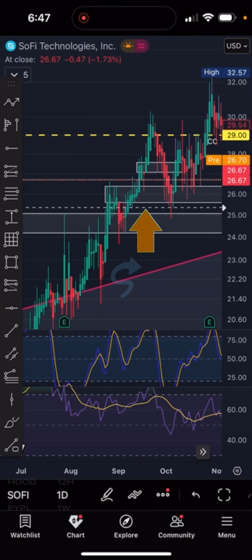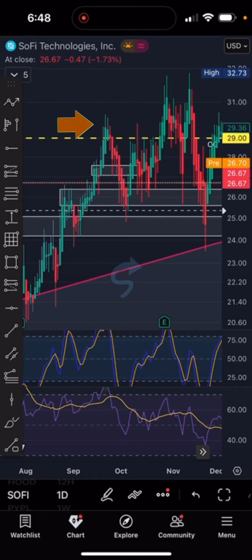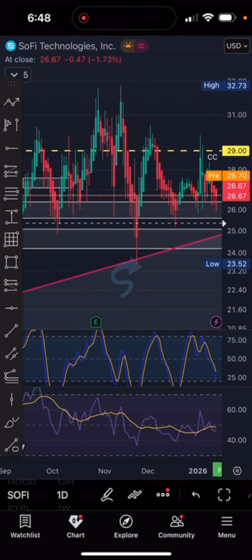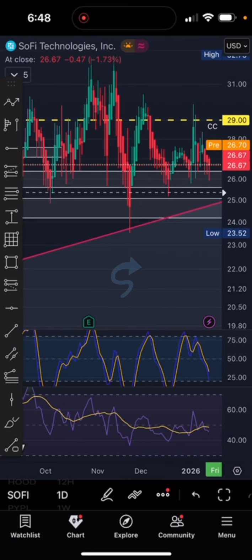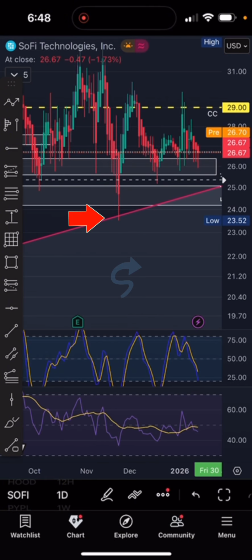And even here, it was resistance. So at one point, it was resistance, and then it went up, came back down, and it was support. Then it went up, came back down again, support. And then went up, came back down, support. It didn't go past that. Now, this one time it did go past and went down a little lower. As you can see, it bounced off that pink line.